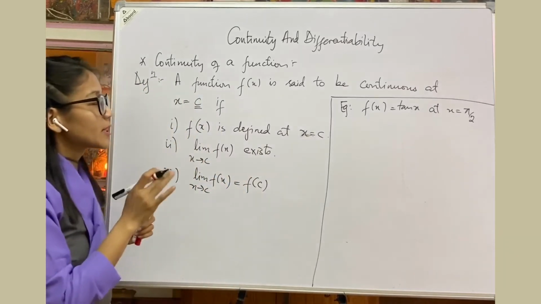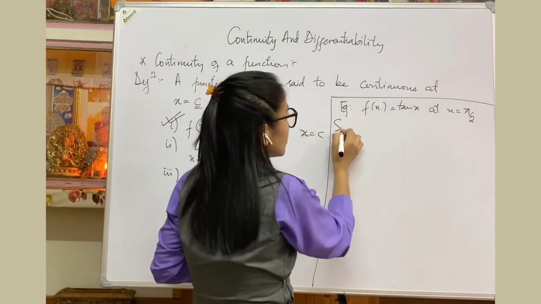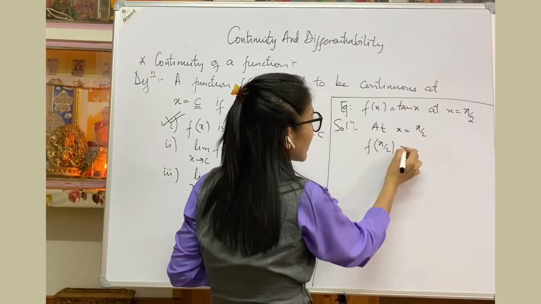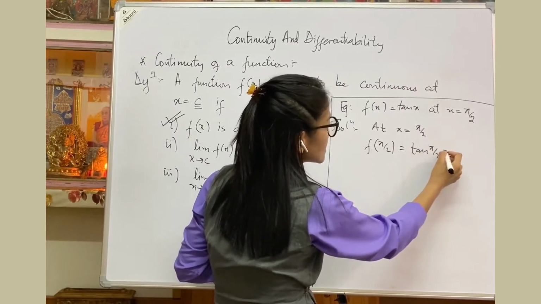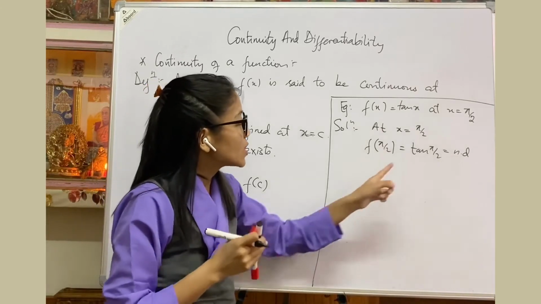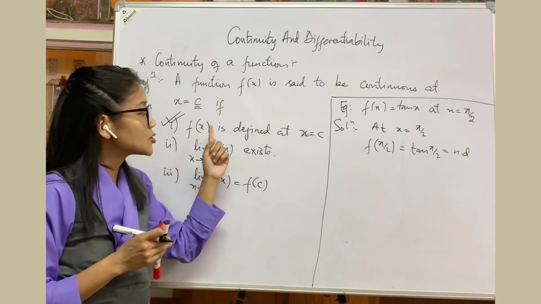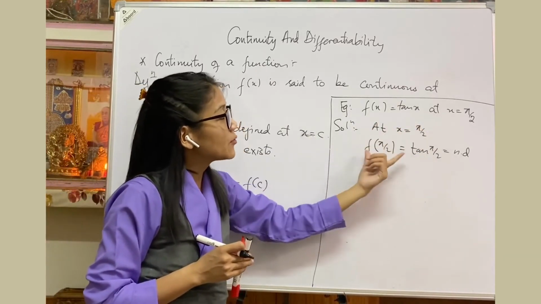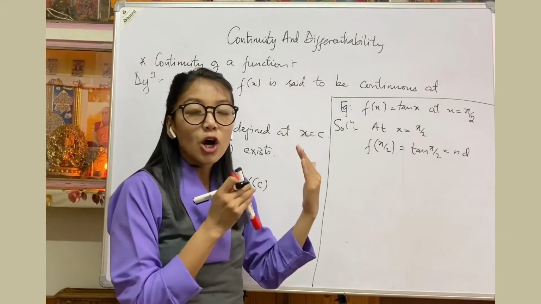To check the continuity, you first check whether the function is defined at this point or not. So number 1, at x = pi/2, you have to find f(pi/2). f(x) is tan x, so f(pi/2) is tan(pi/2). This is not defined, because we know that the function is not defined at 90 degrees, pi/2. So tan(pi/2) is not defined. This contradicts the first condition, that the function has to be defined at the point at which you are checking the continuity. Here we are checking the continuity at pi/2, but tan x is not defined at pi/2, so it is not satisfying the first condition. We know that the graph of tan x is broken at pi/2.